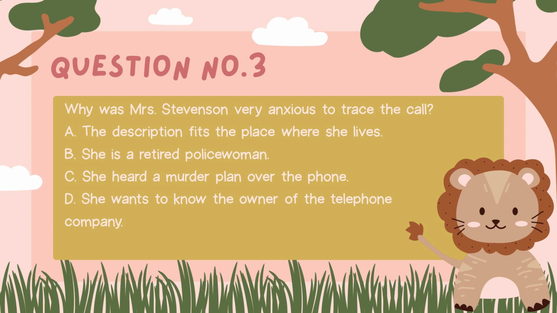Question number 3. Why was Mrs. Stevenson very anxious to trace the call? A. The description fits the place where she lives. B. She is a retired policewoman. C. She heard a murder plot over the phone. D. She wants to know the owner of the telephone company.